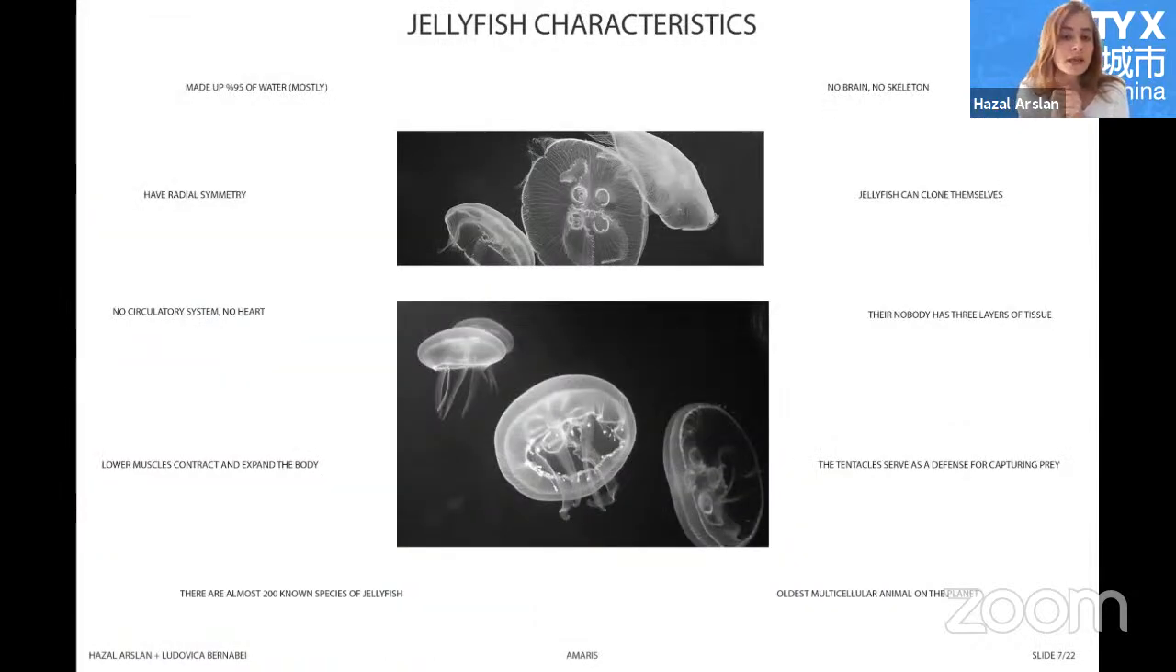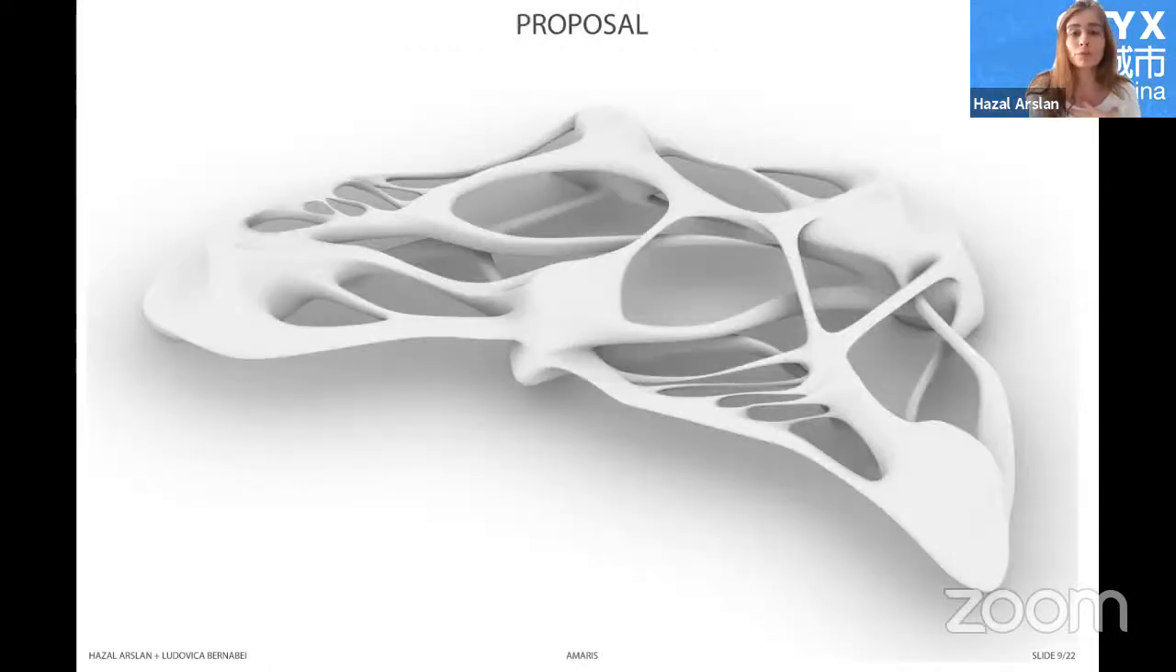We also looked at some characteristics of jellyfish. We know that most of them are made of 90-95% water. They don't have a brain, they have no circulatory system, no heart. The tentacles serve as a defense and for capturing prey. And most importantly, what we liked about jellyfish is that they have muscles that can contract and expand the body. That was the idea for our project that we wanted to focus on more.